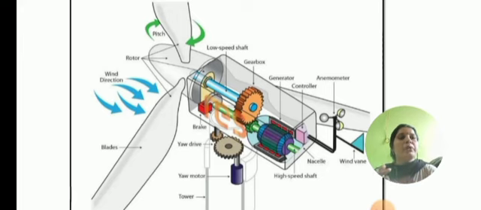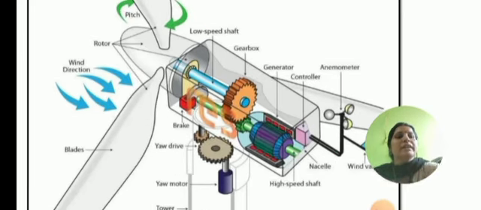And next we are going to focus on the towers. The towers are generally made of galvanized steel, and the tower supports the nacelle and transmits static and dynamic forces and moments to the foundation. For modern turbines, the tower is the most expensive part.